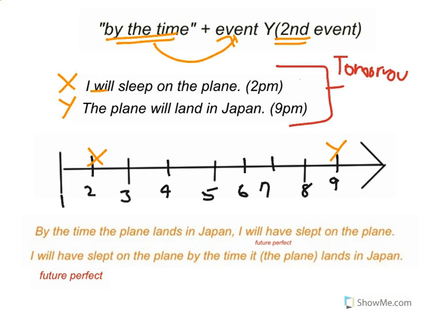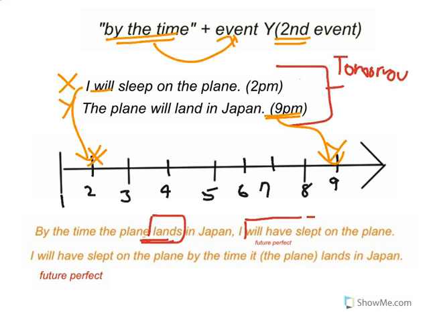So let's take a look at our timeline here. I will sleep on the plane is event X. This happens at 2 p.m. Event Y, which happens at 9 p.m., is here. And therefore our answer is, by the time the plane lands in Japan, this means tomorrow, I will have slept on the plane. So now notice two things. Even though this happens tomorrow, your verb tense is just a simple present in the adverb clause. So by the time the plane lands in Japan, comma, I will have slept on the plane.